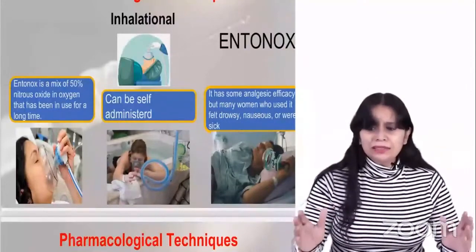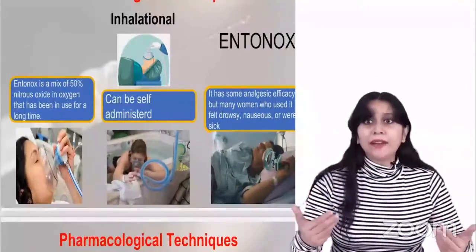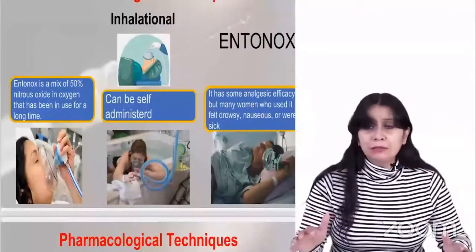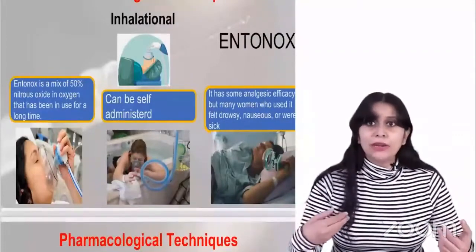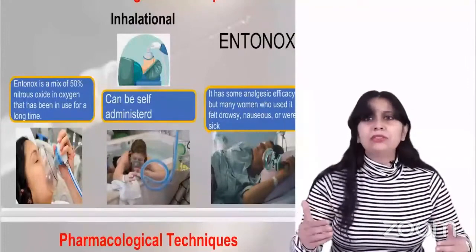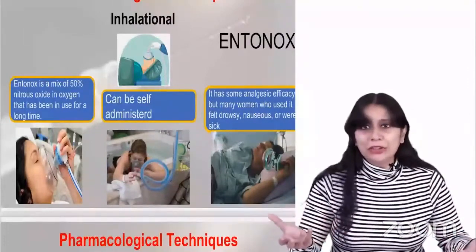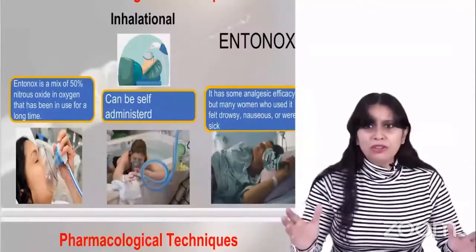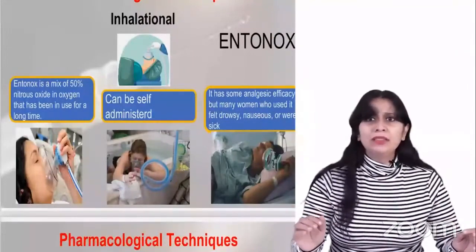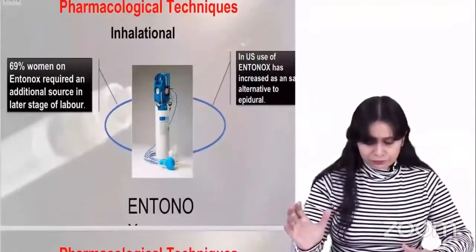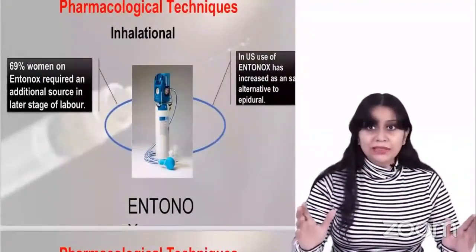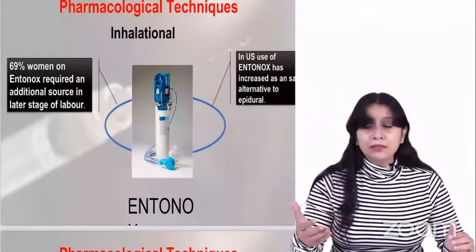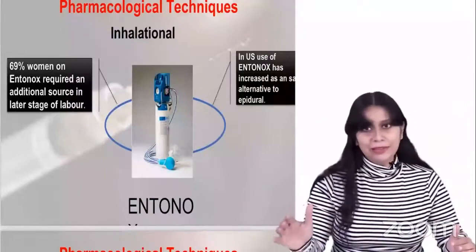The problem is that it was not offering very good pain relief, but it was causing a lot of atmospheric and surrounding pollution because of the gases going out into the atmosphere. Plus, after regaining consciousness following Entonox, the patient was very nauseous and drowsy. Nausea was a major issue, so the females were not liking it. Studies report that 69% of the women getting Entonox for labor analgesia required or demanded another technique in the later stage of labor.